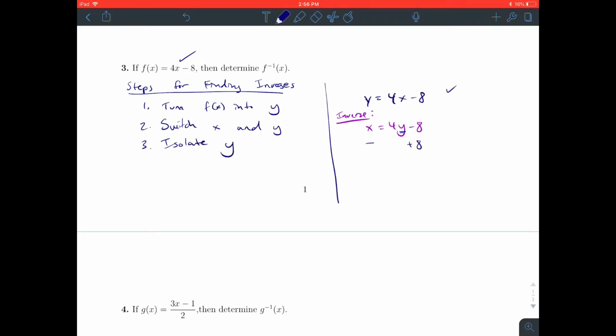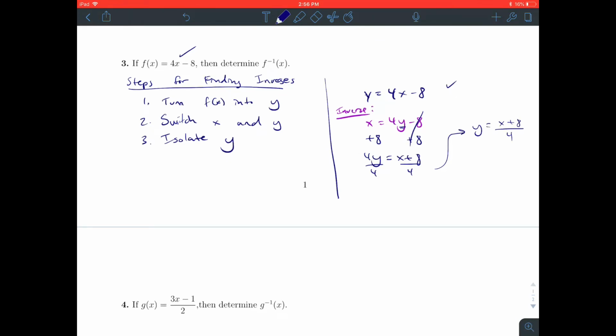So to solve for y here, I'll add 8 on both sides. That gives me 4y equals x plus 8. I will divide by 4 on both sides. I get y equals (x plus 8) divided by 4. You can simplify this maybe to y equals 1 over 4 x plus 2. Nice, y equals mx plus b form.